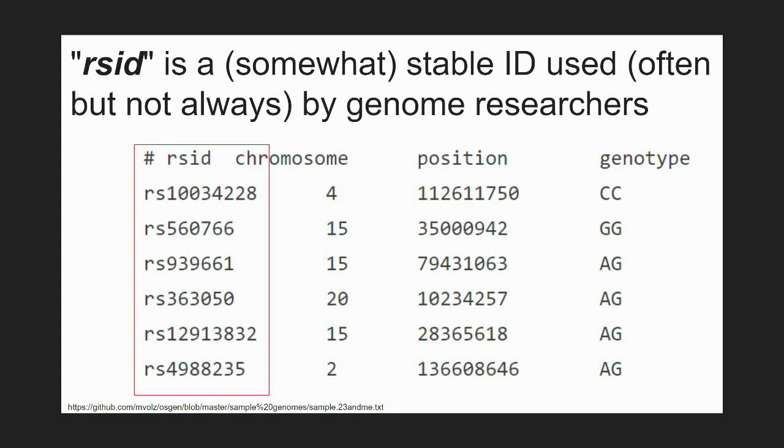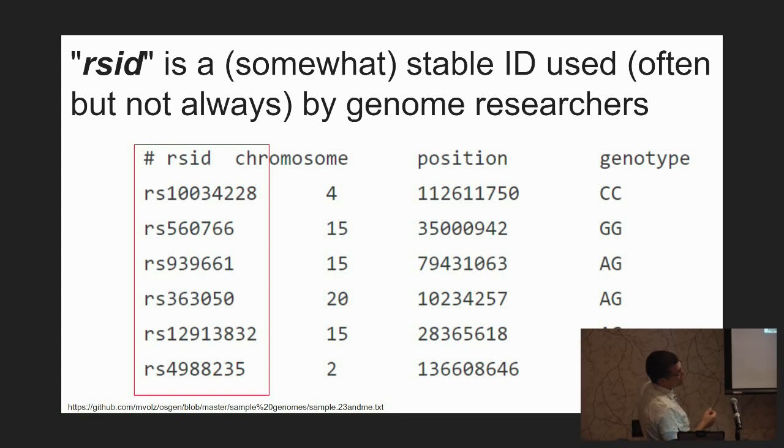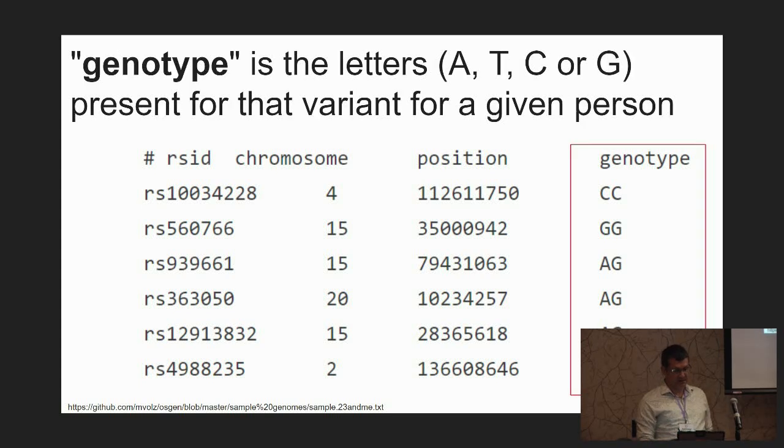And RSID is an ID code used by genomics, and it's somewhat stable and somewhat commonly used. But one of the problems with genomics data is it's a rapidly evolving field, and for various reasons, it's hard to pin down exactly where things are. So things like this are always changing, but it is a useful number. You can actually take these numbers, Google them, and see if they pop up and find out information about those particular variants. And then genotype, this is the actual data.